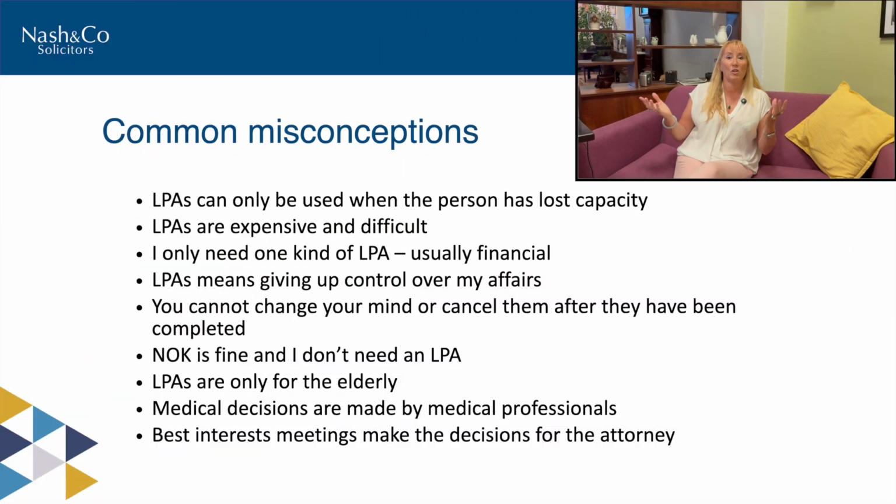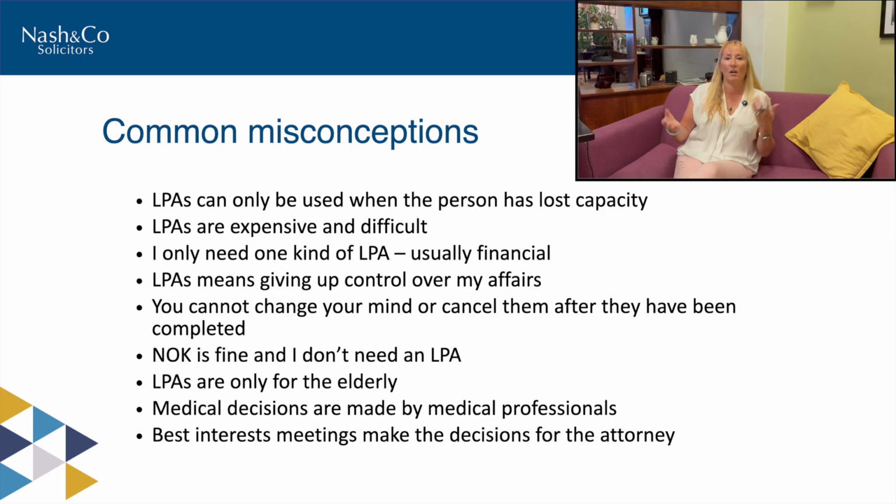You can't change your mind if you have a power of attorney. That's not true. That's another common misconception. You can change your mind. It's absolutely fine. So if you have a falling out with your attorney, whether it's a family member or a friend who's your attorney, that's fine. You can cancel it and change your mind. As long as you're cognitively able, you can cancel that power of attorney at any point in time. If you lose capacity, it's then only the Court of Protection that can cancel that power of attorney.